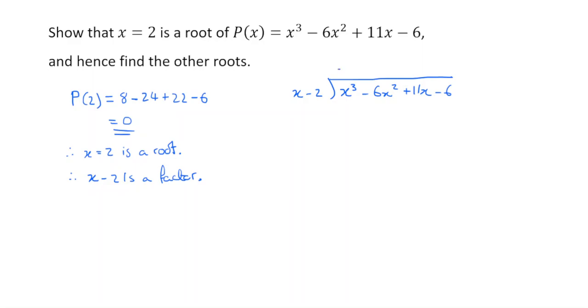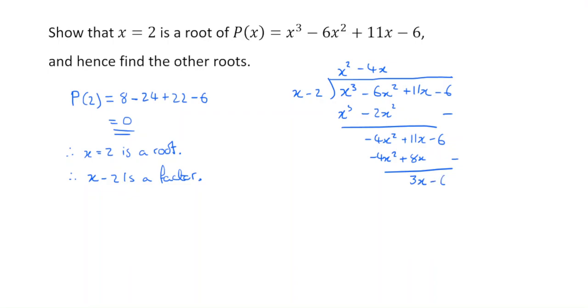x cubed divided by x is x squared. So that's going to give us x cubed minus 2x squared. Subtract off. That's going to give us minus 4x squared plus 11x minus 6. Minus 4x squared divided by x is minus 4x. We get minus 4x squared plus 8x. Subtract off. 3x minus 6. Then 3x divided by x is plus 3. You get 3x minus 6. Subtract off, you get 0.